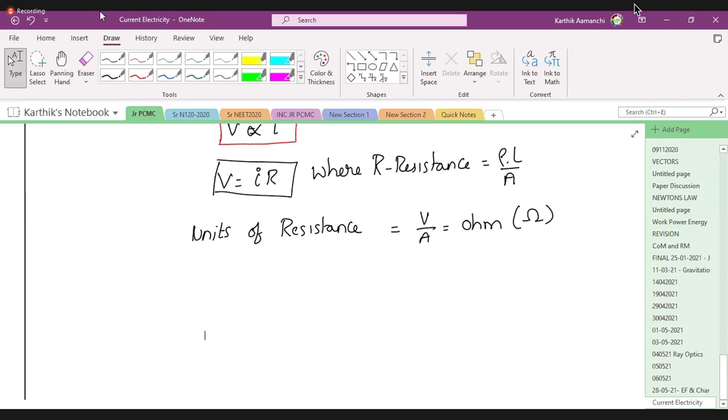Yes, sir. When the temperature of a material is increased, obviously your collisions increase. Tau decreases, the average time between successive collisions decreases. Hence your drift velocity decreases. If your drift velocity decreases, your conductivity decreases. If your conductivity decreases, your resistivity increases.